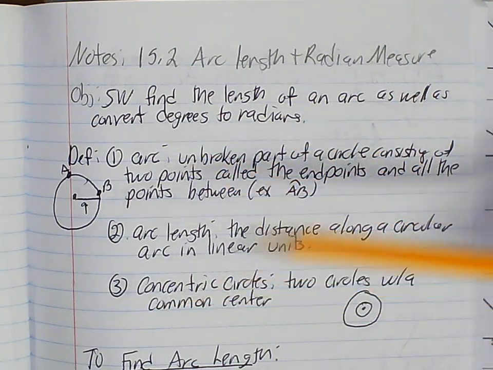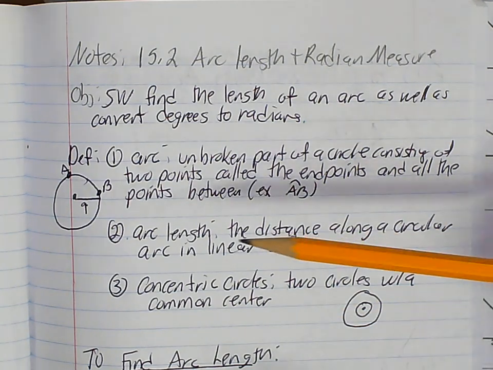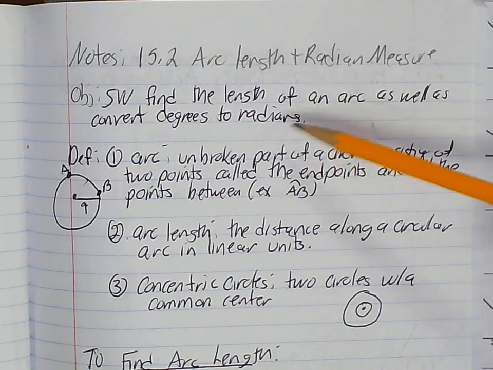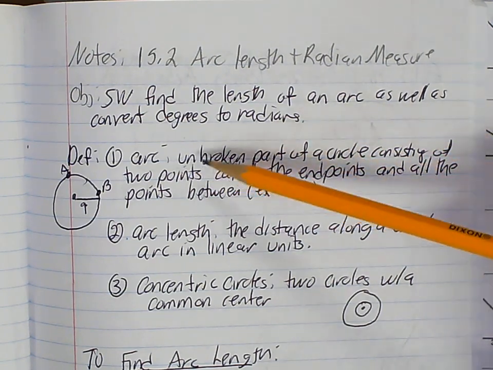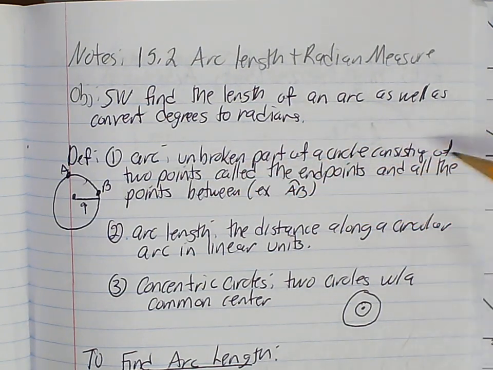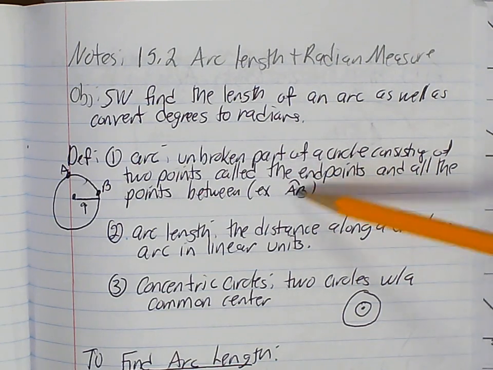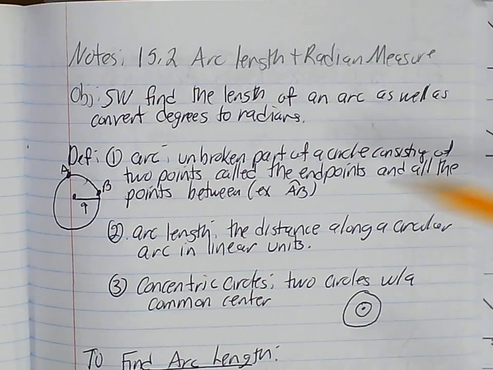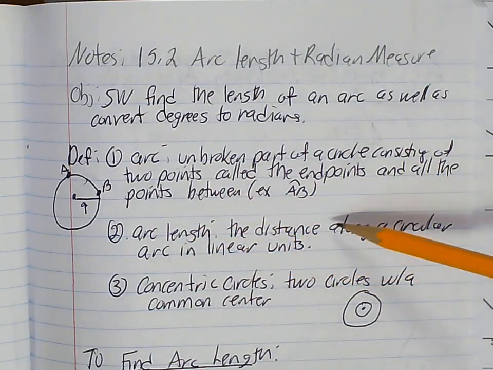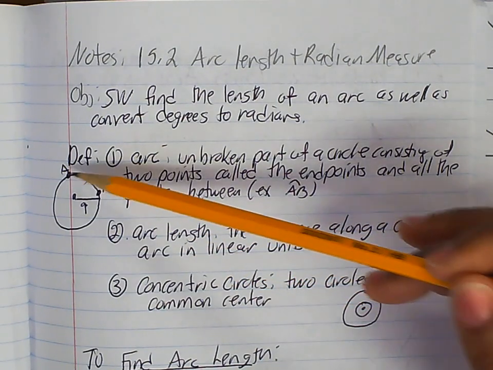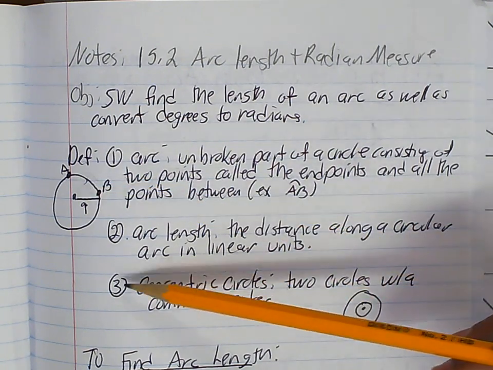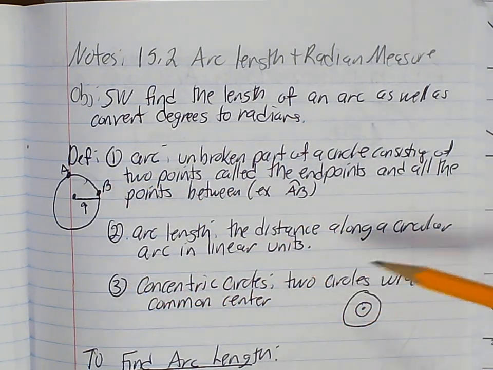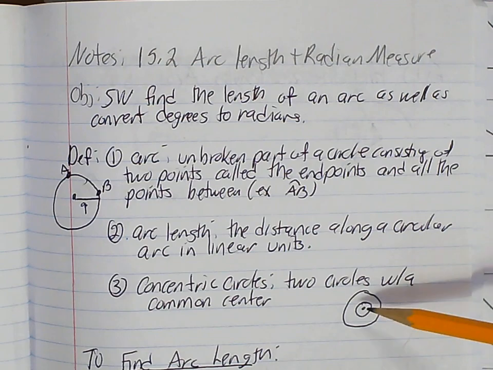So these are the definitions. Again, pause the video as much as you need to get these copied. Number one, arc: an unbroken part of a circle consisting of 2 points called the endpoints and all the points between. For example, arc AB. So right here, that would be AB. Number two, arc length: the distance along a circular arc in a linear unit. So that distance right here. Number three, concentric circles: 2 circles with a common center. So they share a common center.